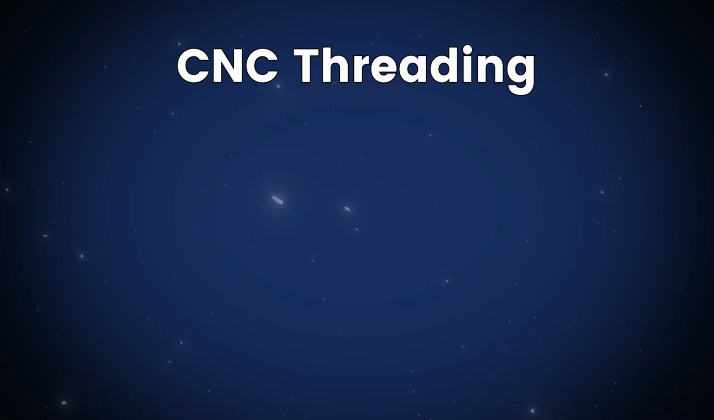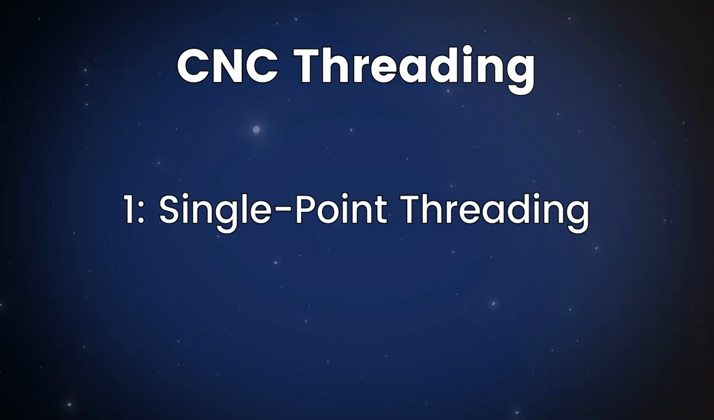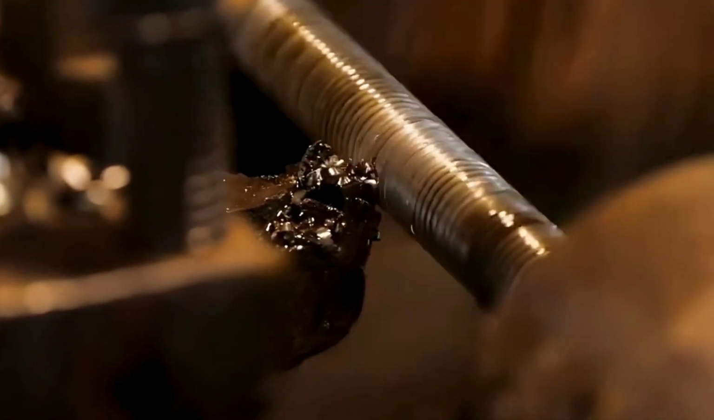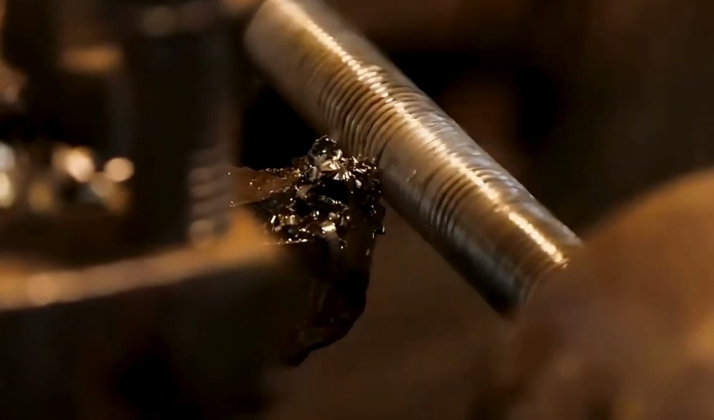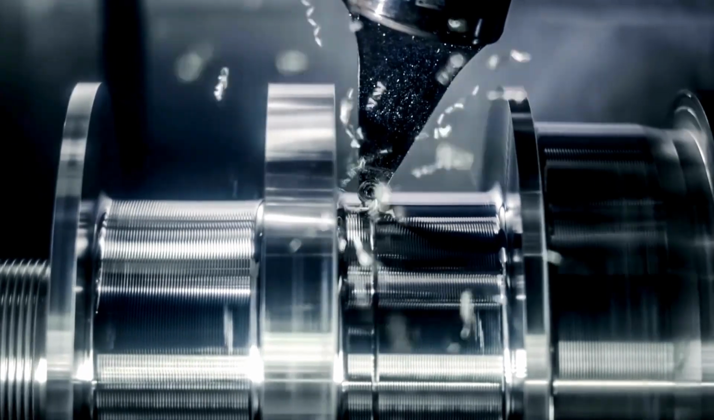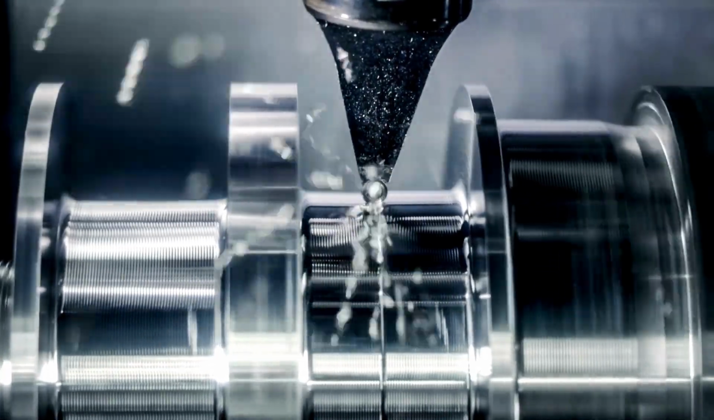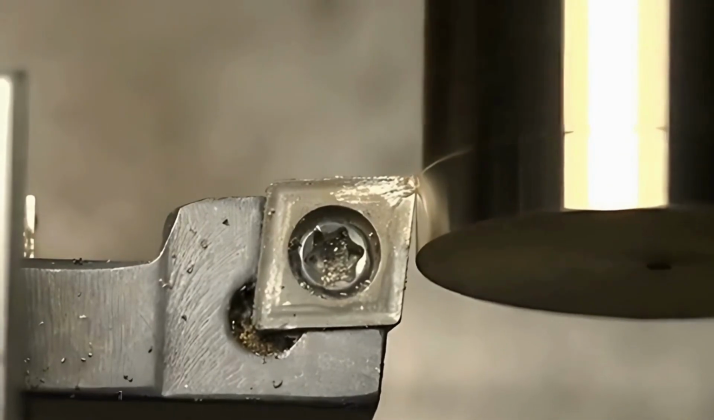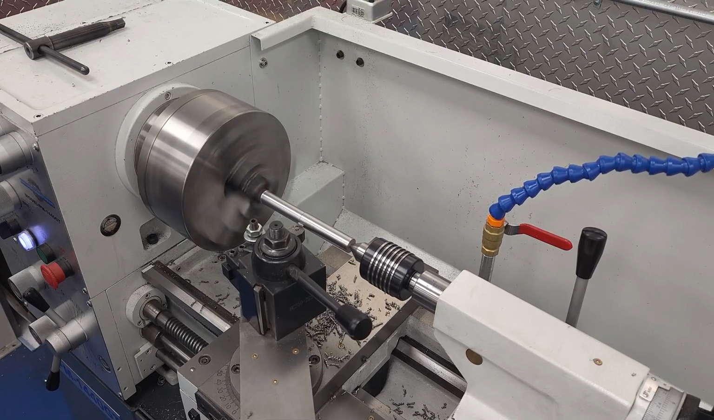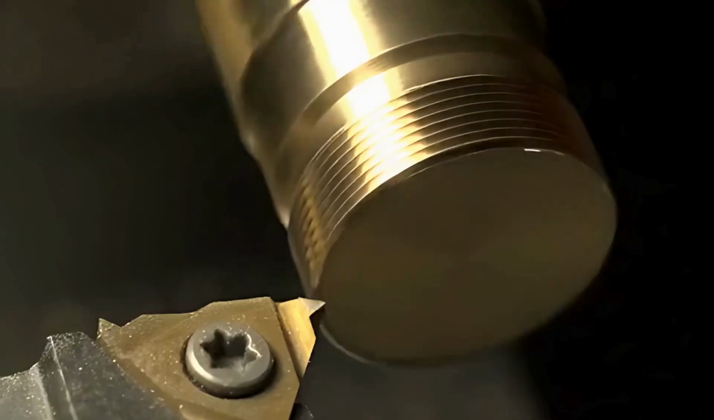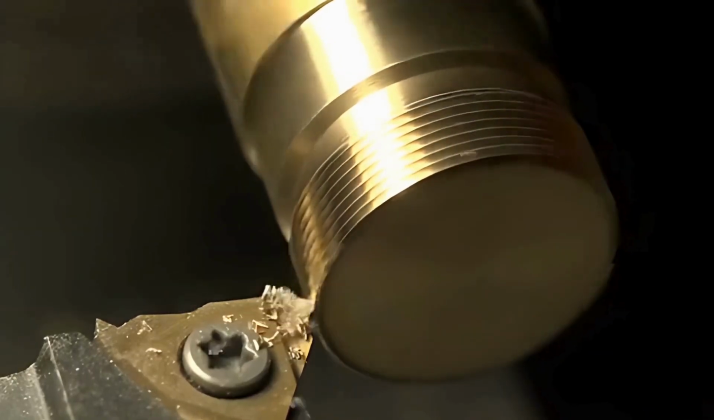CNC threading processes. Single-point threading. Single-point threading uses a carbide insert or tool with a precise thread profile. On a CNC lathe, the tool moves axially along the workpiece while the spindle rotates. The feed rate must exactly match the thread pitch, allowing the tool to trace the helical path and gradually deepen the thread over multiple passes.